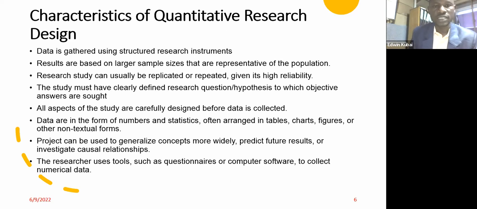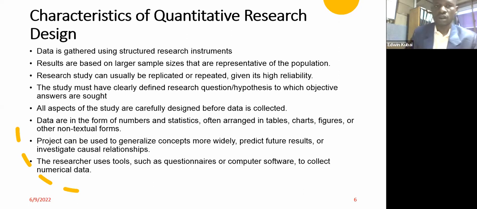Results are based on larger sample sizes that are representative of the entire population. So it means that if your plan is to go for a quantitative kind of study, then you must look at a sample that is representative of the entire population that you're targeting. First, you must estimate the population, then see which sample you can use to make it representative of that entire population that you're looking at.